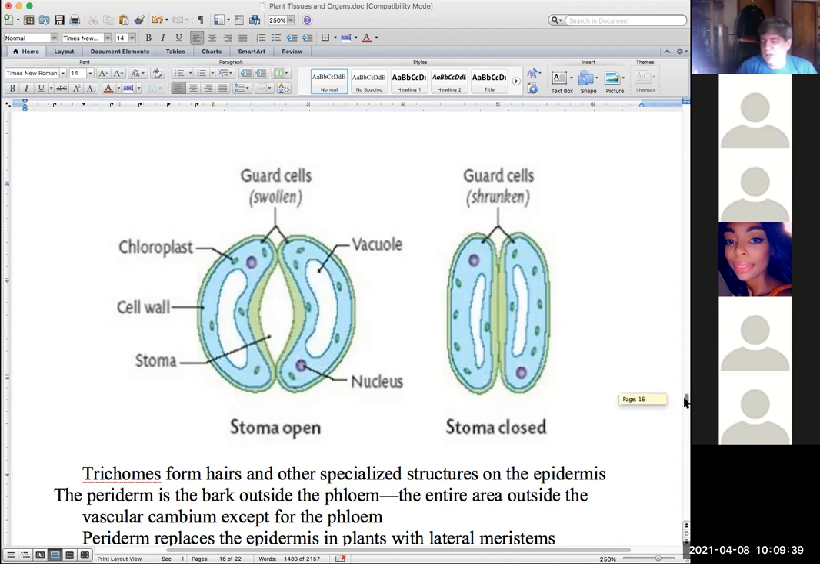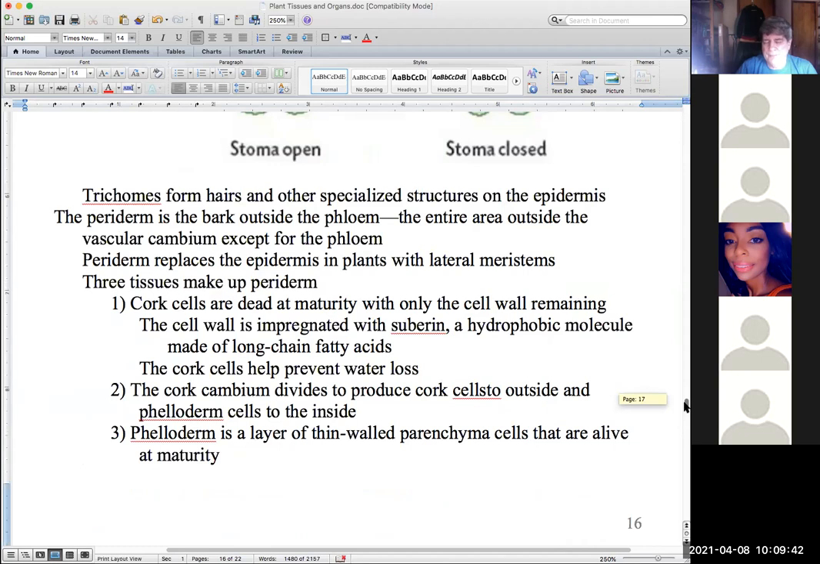So let's look at the last type of dermal tissue, and then we're going to move on to the other type of complex tissue, vascular tissue. So let's look at the periderm. But before we do that, we want to keep in mind that some leaves and stems do have another type of cell called a trichome that's found in the epidermis. And these trichomes make hairs and thorns and things like that that you've probably seen or felt on some plants. We don't typically find these structures underground, so it's usually on the part of the epidermis that's above ground.